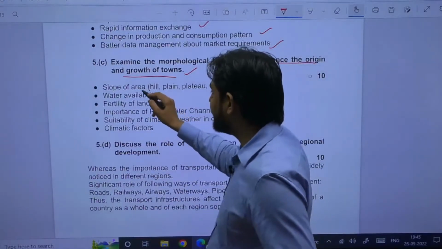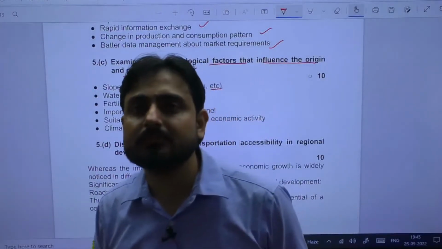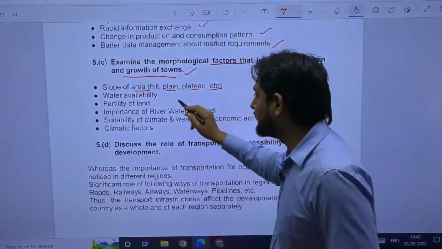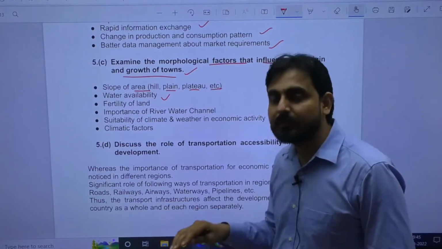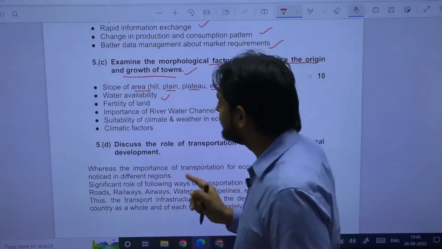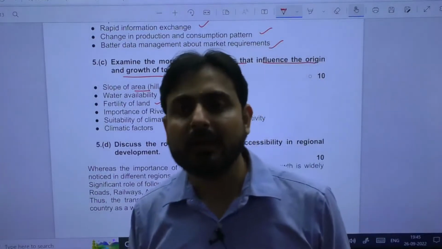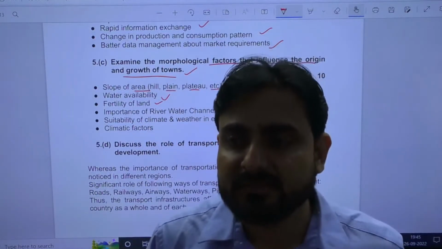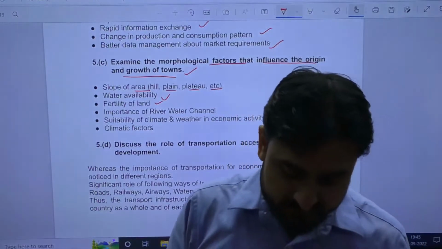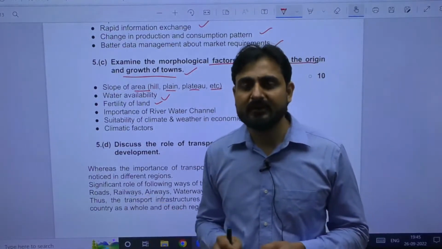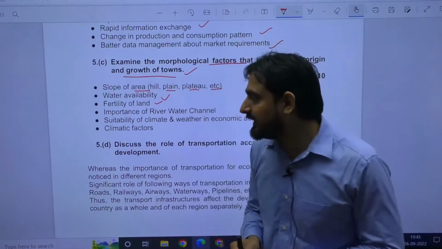So slope of the area, hill, plain, plateau, etc. define the growth of the town. Further, water availability, water channels, transportation channels, etc. define the growth of the town. Fertility of land: if land is more fertile, such land can support a new civilization. That's why Harappa, Mohenjo-daro or different other Chinese civilizations took place around the rivers, around the fertile lands.